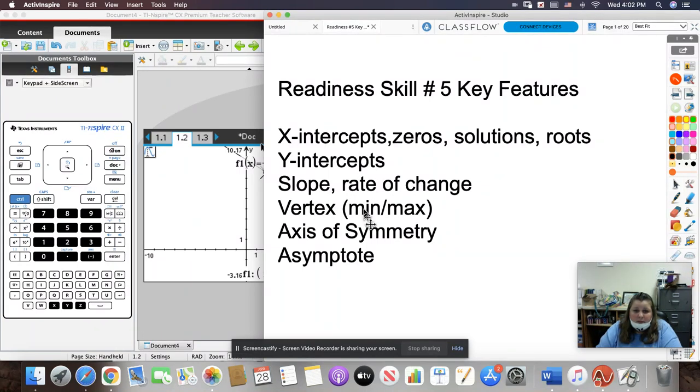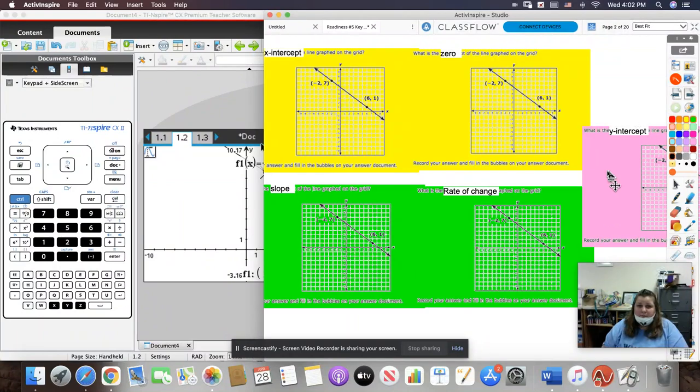Vertex could mean the minimum or the maximum. Axis of symmetry is the line that cuts the parabola in half. It's the same on both sides. And then asymptote. So all of these are key features. So let's look at some problems.